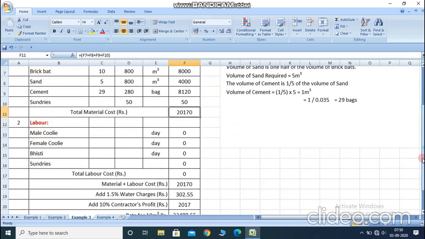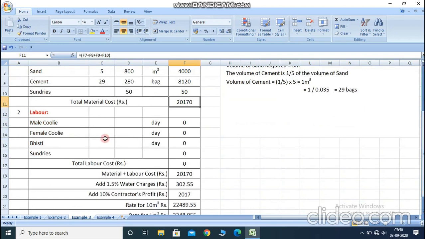Now in the 20,170 rupees we also include the labor cost. In the labor cost, male coolie, female coolie, bistri and extra cost are included. To complete the 10 meter cube BBCC work, 3 male coolies are required, 6 female coolies, and 2 bistri. The male coolie amount per day is 200 rupees, female coolie is 180 rupees, and bistri is 200 rupees per day as per the textbook value. Now we also include 50 rupees as extra cost. So 200 multiplied by 3 means 600, 180 multiplied by 6 is 1080 rupees, 200 multiplied by 2 is 400, and 50 is the extra cost.